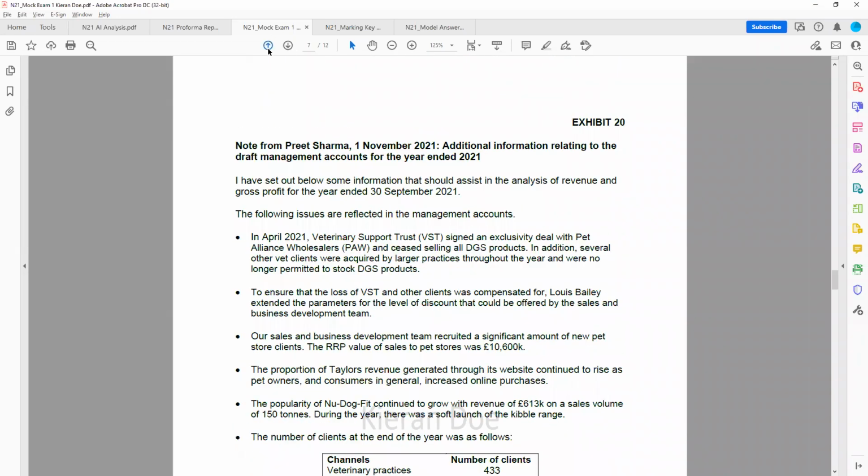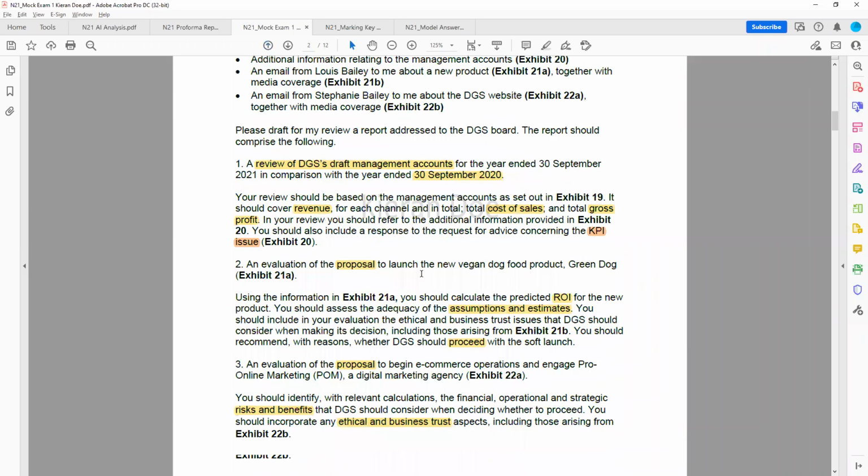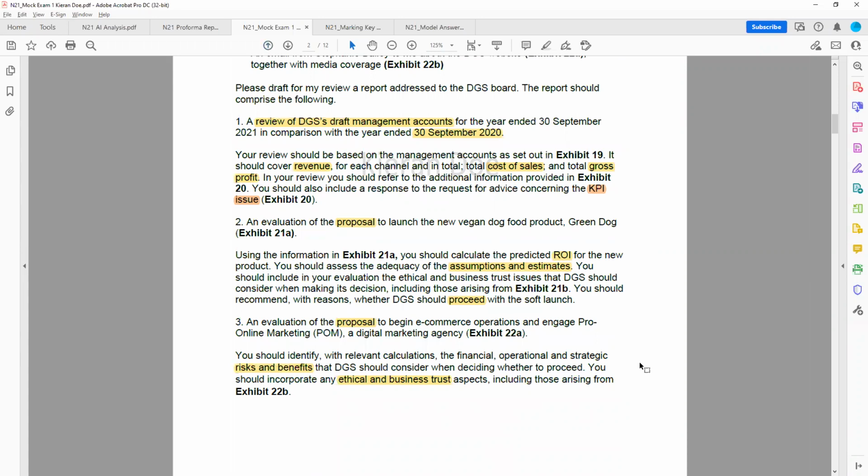So, as I said, requirement 2 and 3, of all the requirements, yes, they are the most similar. But requirement 3 isn't always looking at a new proposal. There have been cases where requirement 3 is looking at a current issue that the business is facing. It might have been something that already happened. Sometimes it could be a negative issue, a contamination of product or something like that. And you need to advise how they're going to deal with the issues or the potential issues which could arise from that.